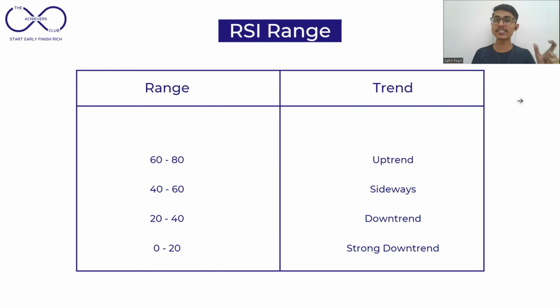If it is between 60 to 80, right now we are heading towards the upper side. So if the RSI is between 60 to 80, that is called an uptrend. And if it goes beyond 80 till 100, that's what we call a strong uptrend. So that's what the basic RSI range is all about, and I hope that you are absolutely clear about this concept as well.